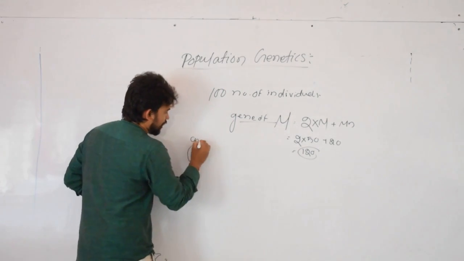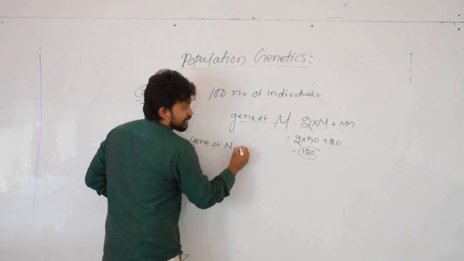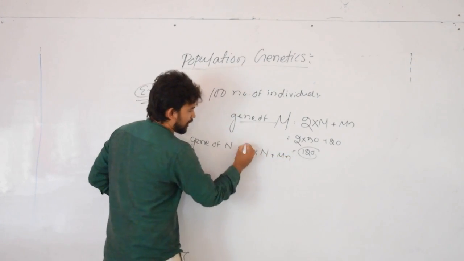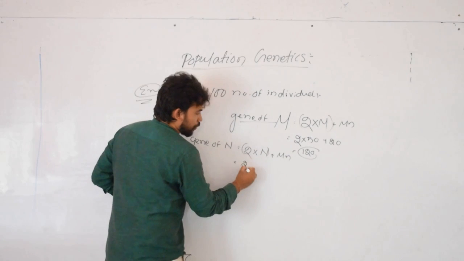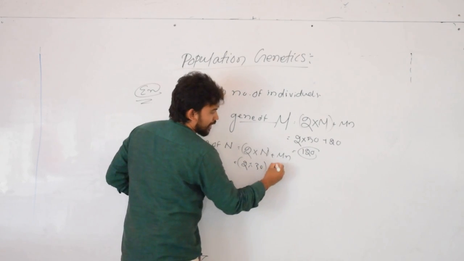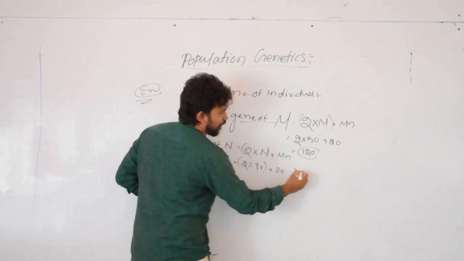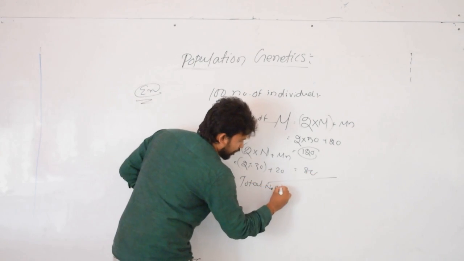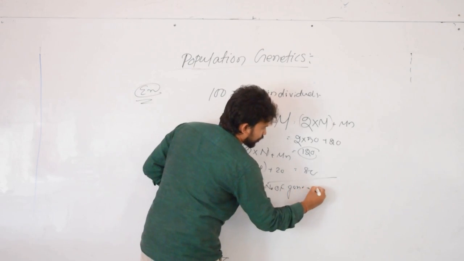Now comes gene of N. 2 into NN plus MN. The meaning is 2 into 30 plus MN, 20. So the complete is 80. So the total number of genes, how much did you get? 200.